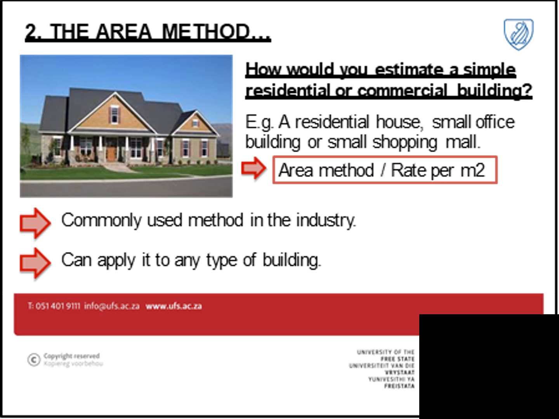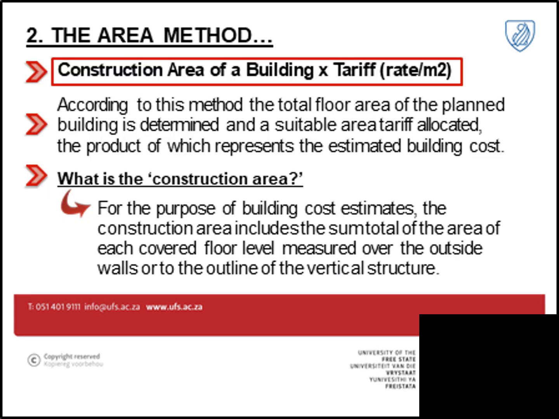Then we get to our area method, and it's very similar to your unit method. We just calculate the rate per square meter instead of per unit, and it's most commonly used in the industry and can be applied to all building types. That's the advantage of this, as well as it's easily understood by the client. So it's basically just your building area times your tariff or your rate that you've calculated, and according to this method, the total floor area of the planned building is determined and a suitable area tariff is then allocated, the product of which represents the estimated building cost. Obviously, you still need to add your extra overcost, etc.